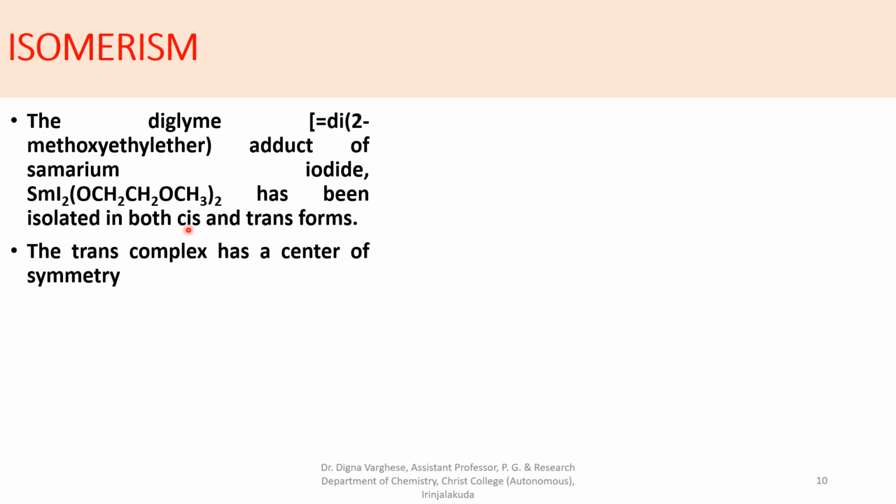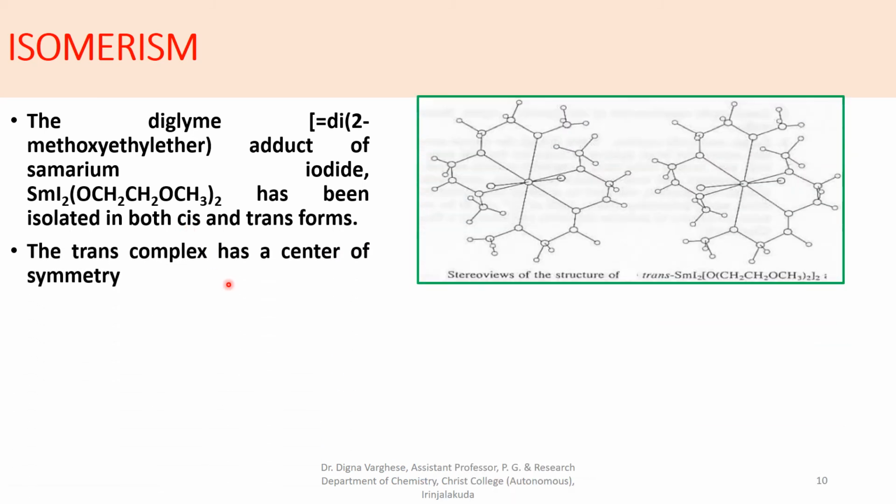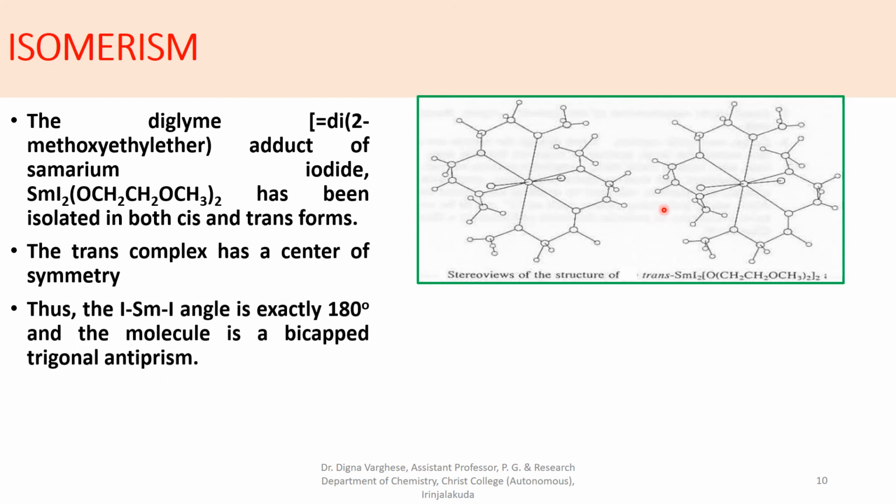The trans complex has a center of symmetry. You can see the trans compound, samarium I2 compound. The stereo views of the structure of the trans samarium diglyme complex. It has a center of symmetry. Thus, the I-Sm-I angle is exactly 180 degrees. Okay, and the molecule is a bicapped trigonal antiprism.